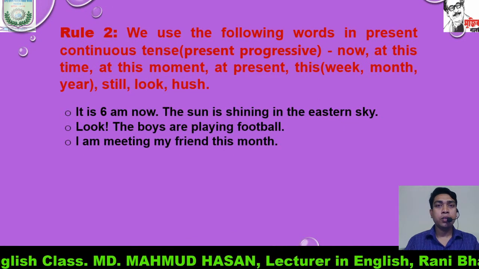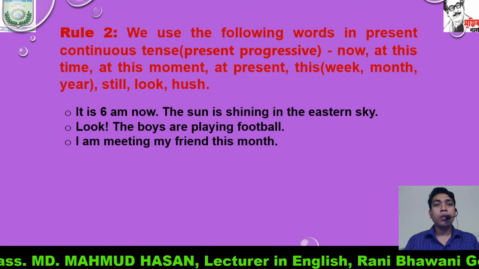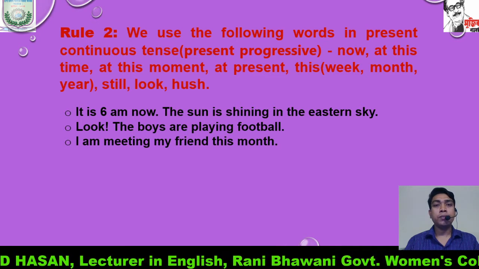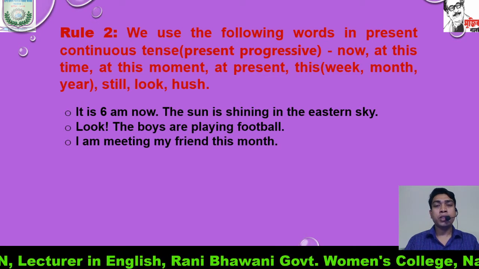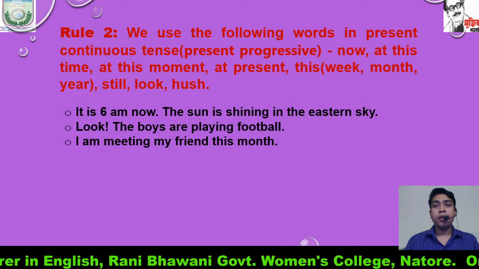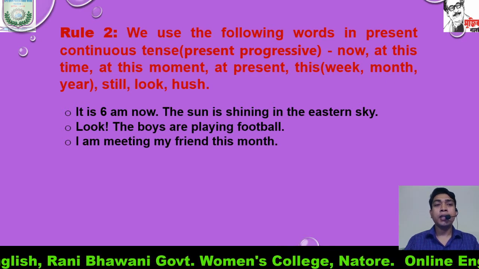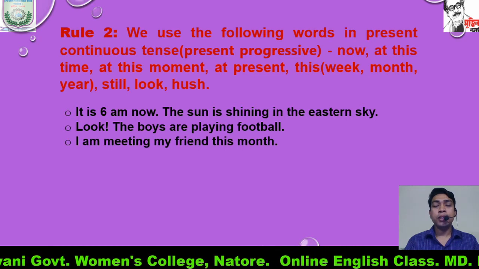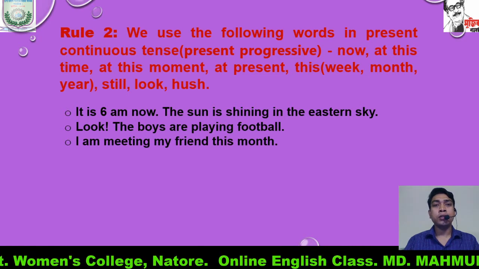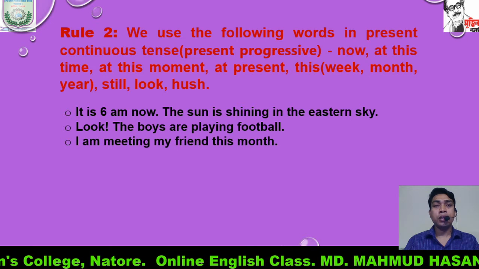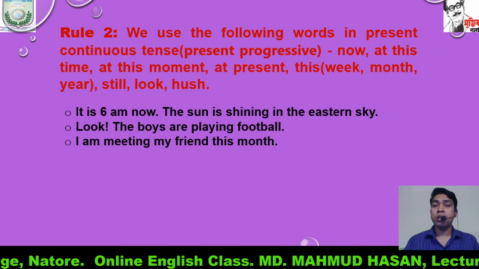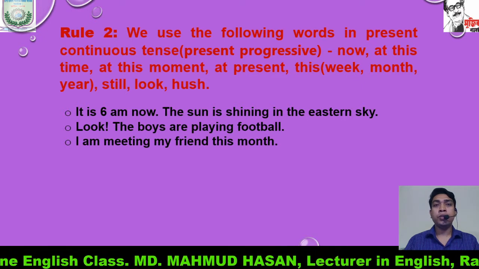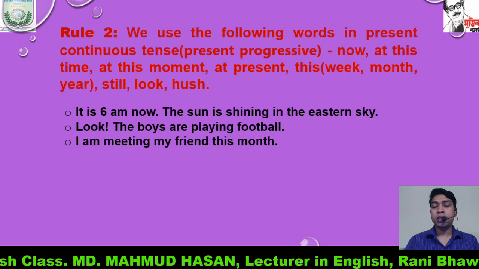This is rule number 2. We use the following words in present continuous tense or present progressive tense: now, at this time, at this moment, at present, this week, this month, this year, still, look, hush. These words are actually used in present continuous tense.